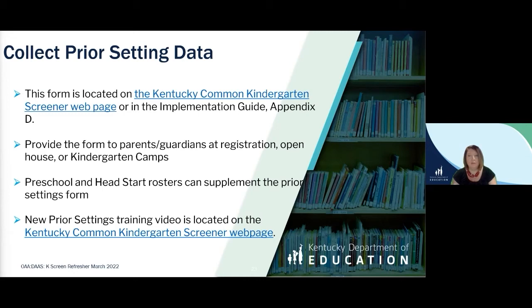A letter and form located on our K-Screen website or in the implementation guide asks parents or guardians to let us know what setting the enrolling students were in for the year prior to kindergarten. That may be a home, private sitter, daycare, preschool, Head Start, or kindergarten. If you are not receiving parent input, pull rosters from preschool and Head Start to use in conjunction with parent forms. This information can be collected at any time.